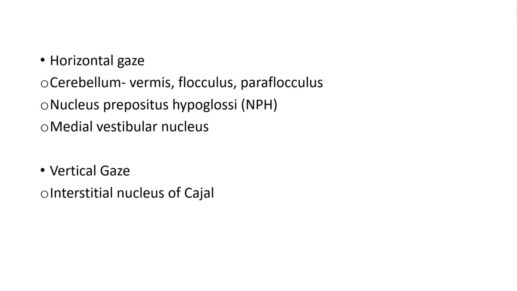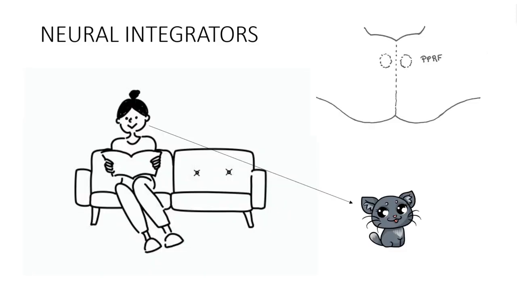Why is it important that we understand the concept of neural integrators? Because if something goes wrong with these neural integrators, our conjugate gaze or disconjugate gaze or whatever gaze of both the eyes will not be precisely controlled, and that leads to different eye movement abnormalities. For instance, let's say the cerebellum is not functioning well. Now, our PPRF is still functioning. It's going to cause the eyeballs to look towards Cindy.